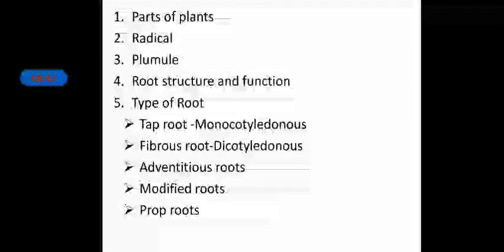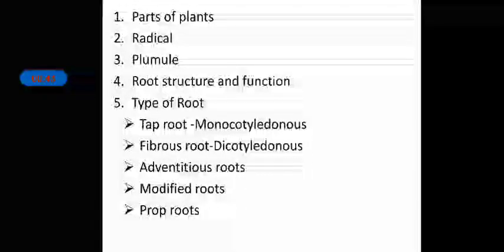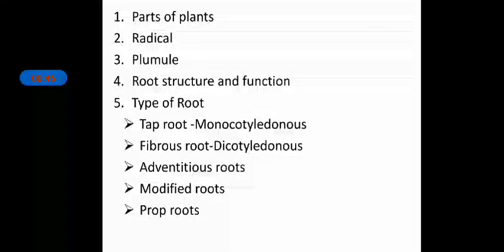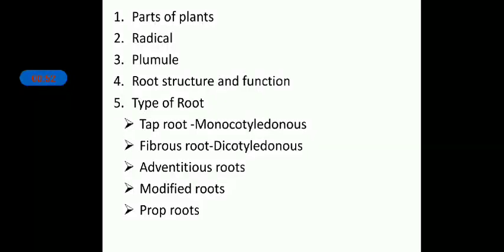Parts of plants: radicle, plumule, root structure and its function. Types of roots: taproot, which is of monocotyledonous plants, and fibrous roots of dicotyledonous plants. Next will be adventitious roots, modified roots, and prop roots.